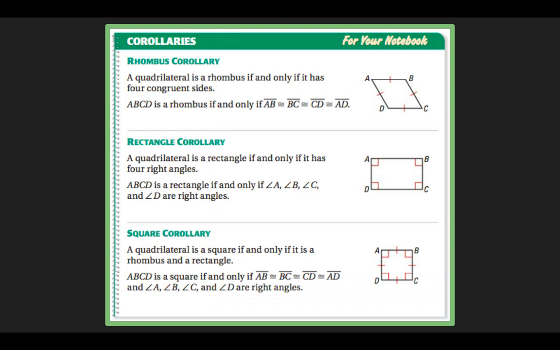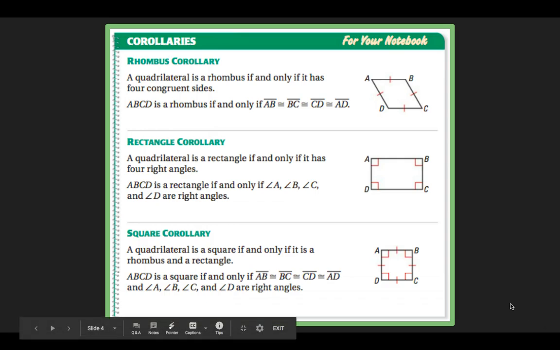A quadrilateral is a rectangle if and only if it has 4 right angles. If a quadrilateral has 4 right angles, it must be a rectangle. A quadrilateral is a square if and only if it is a rhombus and a rectangle, meaning all the angles are the same and all the sides are the same. Remember, this is an if and only if statement, so if I tell you that a figure is a rhombus and a rectangle, then it must also be a square.